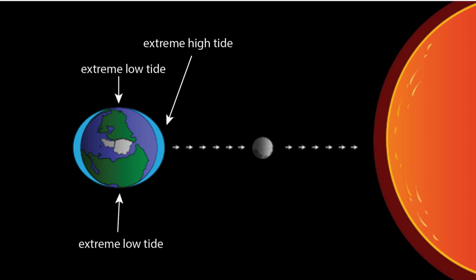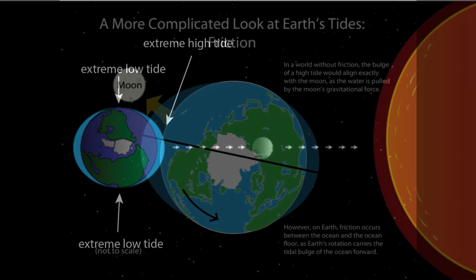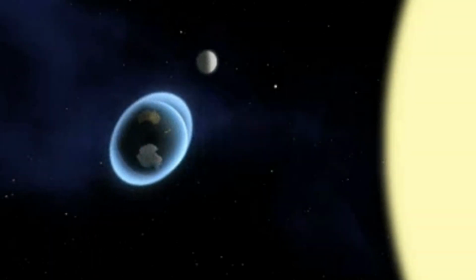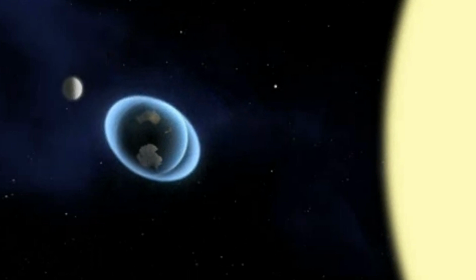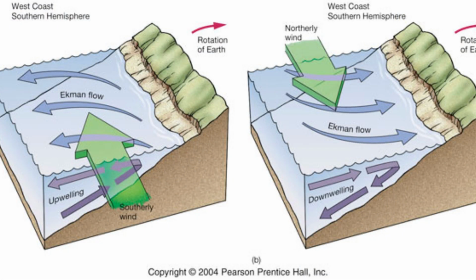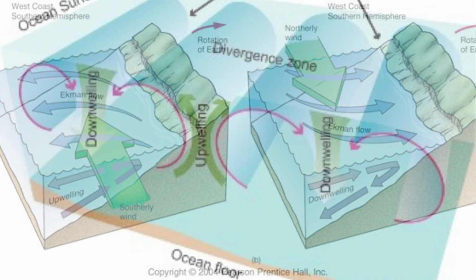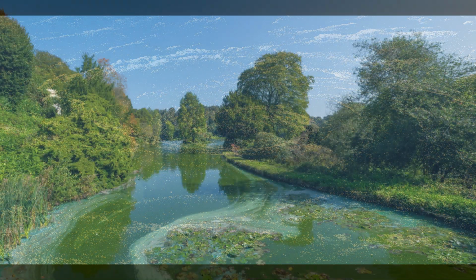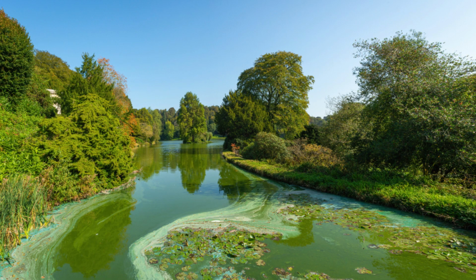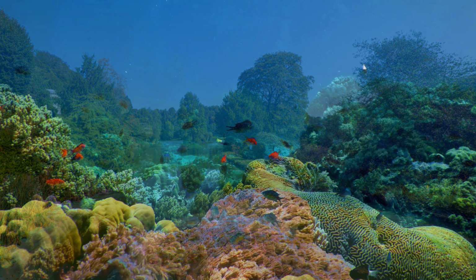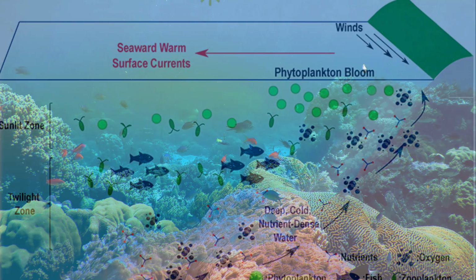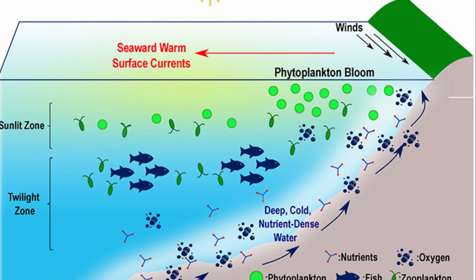Tides. The gravitational pull of the moon and sun causes tidal movements in the ocean, which can also influence local currents. Upwelling and downwelling. Upwelling. This occurs when deep, cold, nutrient-rich water rises to the surface. Upwelling zones, such as along the coasts of continents, support high biological productivity, making them important for marine ecosystems and fisheries. Downwelling. The opposite process, downwelling, happens when surface water sinks, often due to changes in water density caused by cooling or increased salinity.